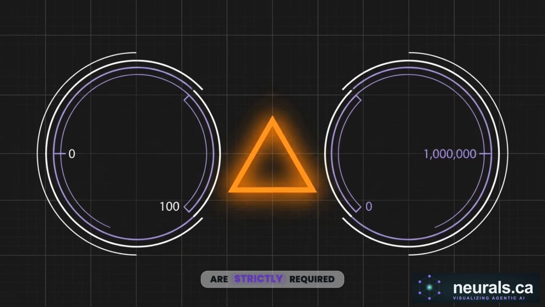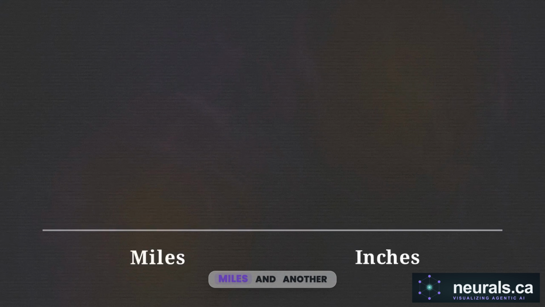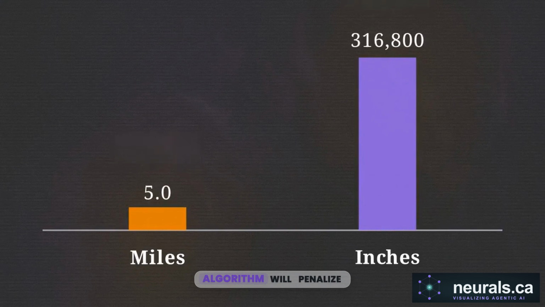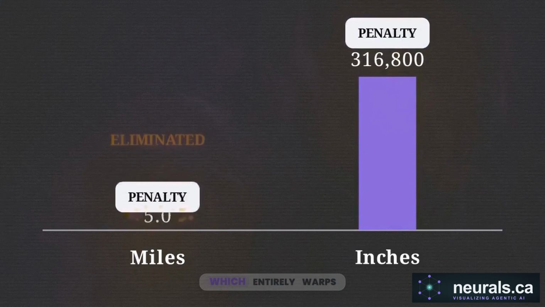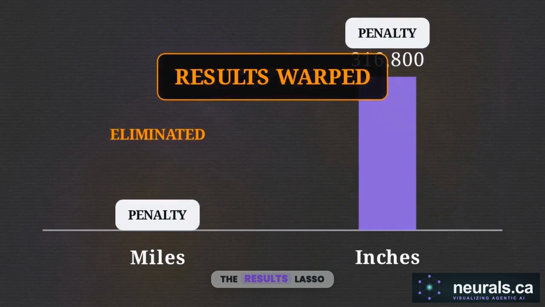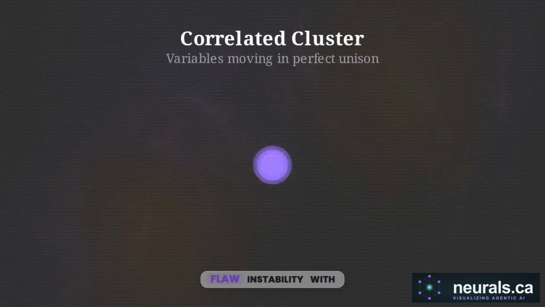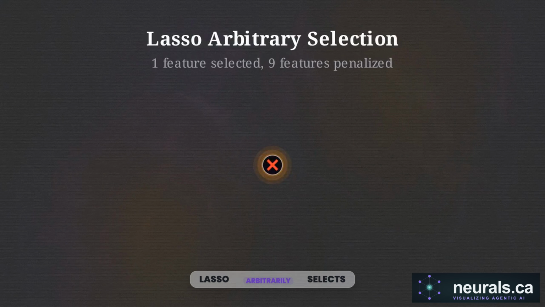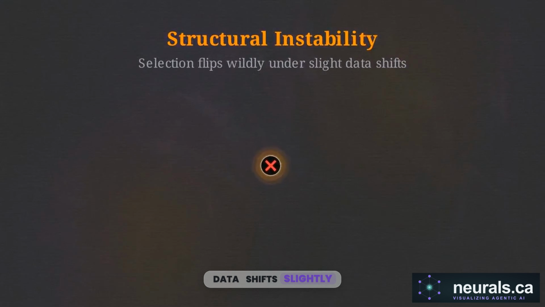Second, you are strictly required to standardize all your features before applying any penalty. If you measure one variable in miles and another in inches, the algorithm will penalize the raw numbers, which entirely warps the results. Lasso carries a fatal flaw: instability with highly correlated features. Faced with 10 nearly identical variables, Lasso arbitrarily selects one and kills the rest. If data shifts slightly, the model wildly flips its choice, making the system incredibly fragile.